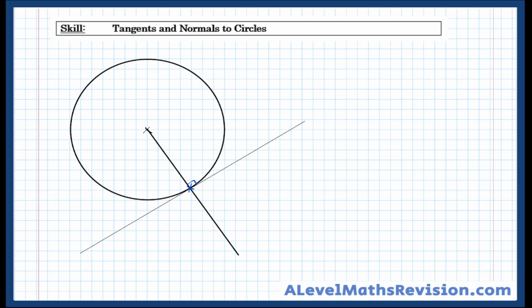So tangent here, and at right angles to that is the normal, which overlaps the radius. Any line passing through the centre of a circle is a normal to the circle. A tangent is a line that just touches the circle. So let's have a look at this and just put it into practice. And this is going to be quite a short lesson because there isn't really much to this other than practicing it lots.